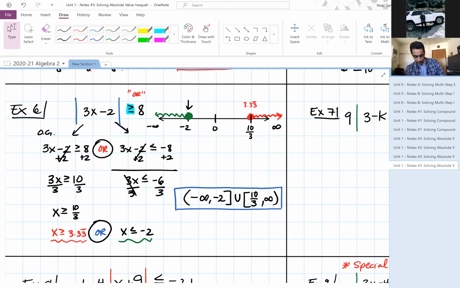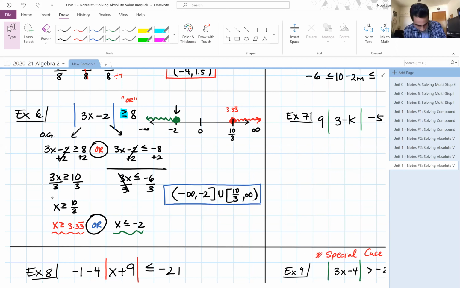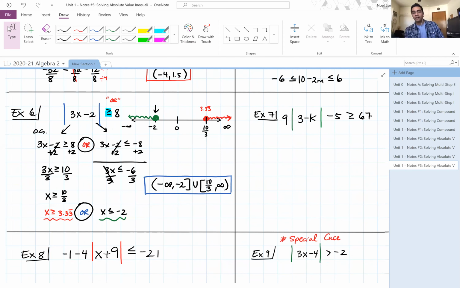So number 7, let's see what we got here. Okay, so you can see number 7 there. We have 9 times the absolute value of 3 minus k, and then minus 5, and that's greater than or equal to 67. Okay.